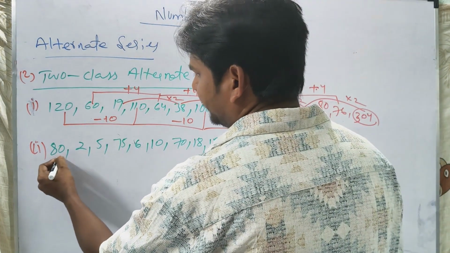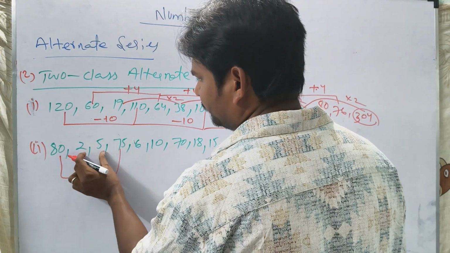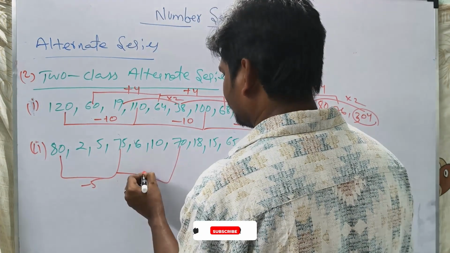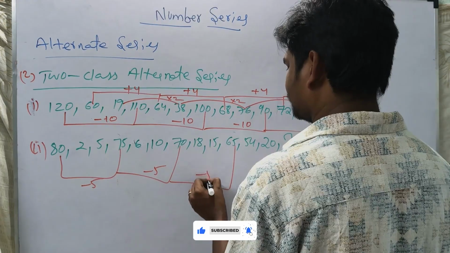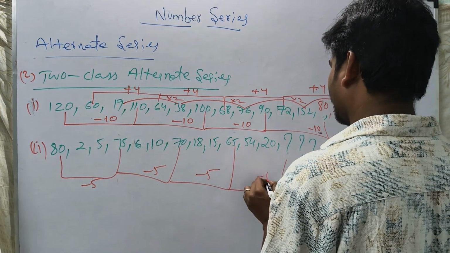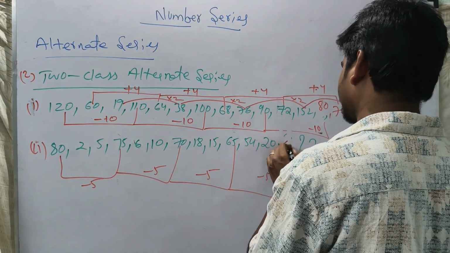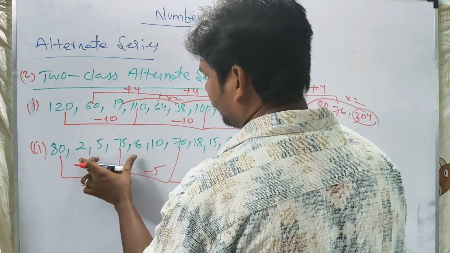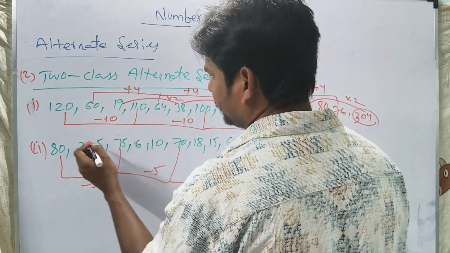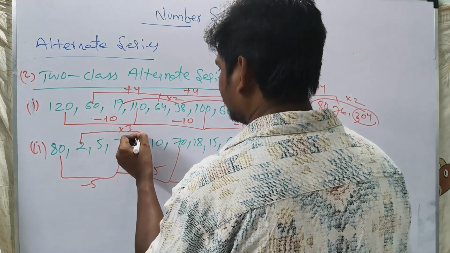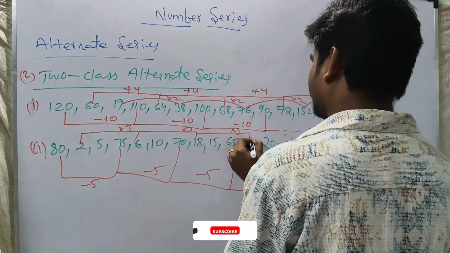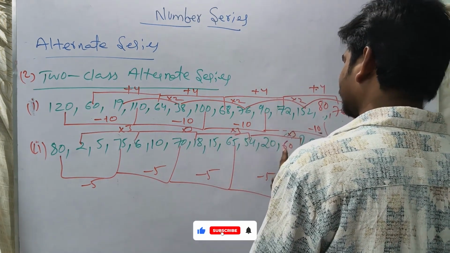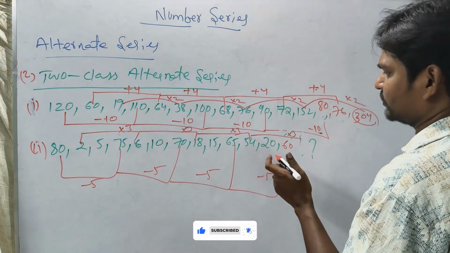Now see, 80 to 75, again minus 5. Leave these two terms. Again 75 to 70, minus 5. Correct? Now 70 to 65, minus 5. Next would be minus 5. Then you will get 60 here. Now 2 to 6, you have to leave two terms, and 2 to 6 is into 3. Now 6 into 3, again 18. Again into 3, 54. Next would also be into 3. 54 into 3 is how much?